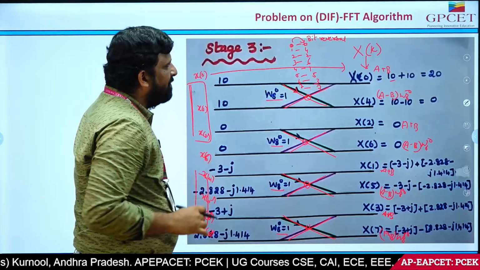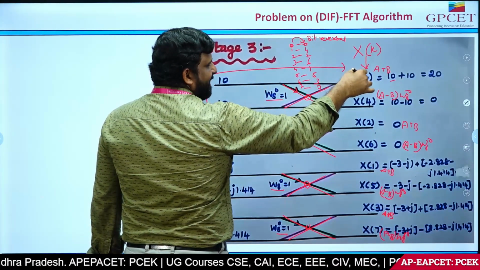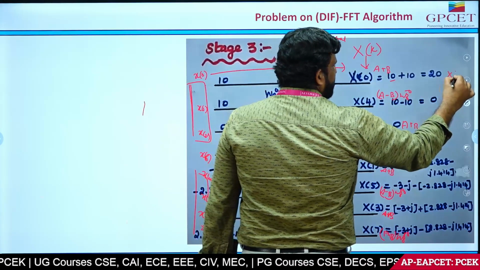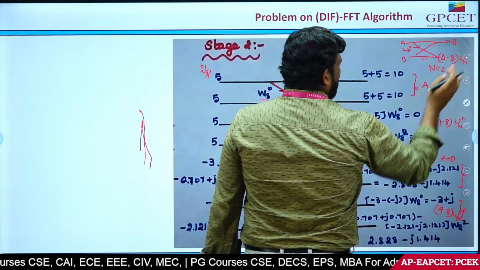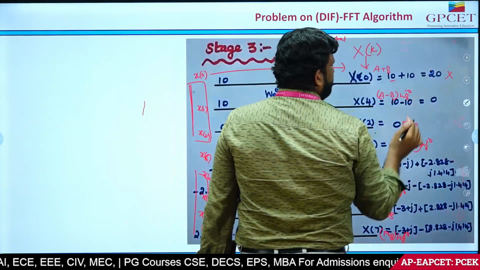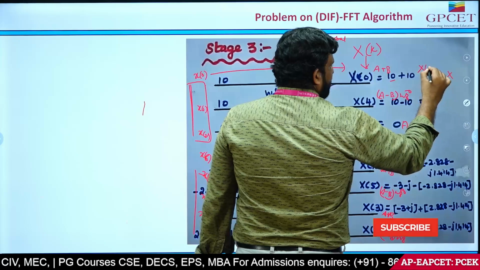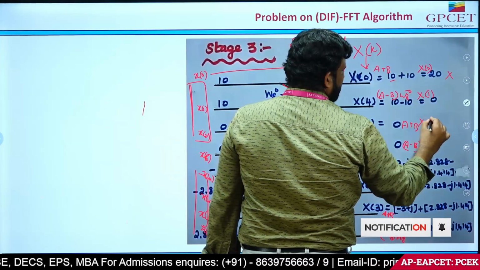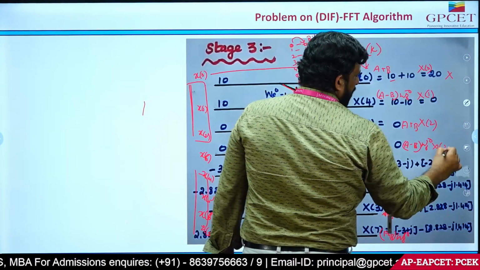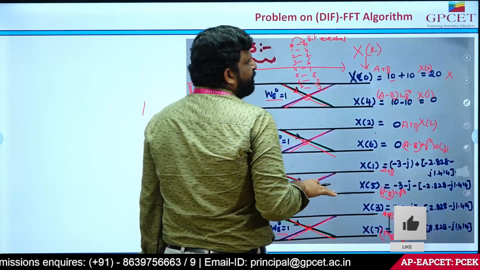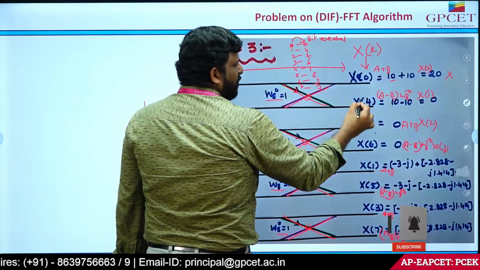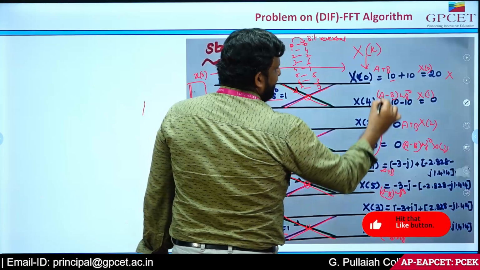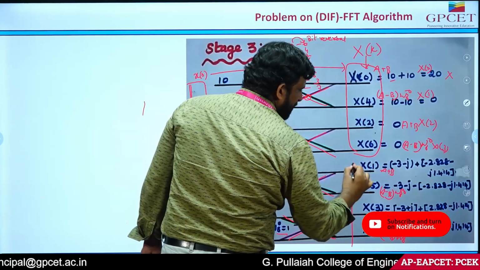Okay. Now, while indicating this particular thing, don't directly write it as X of 0, X of 1 and X of 2. If you are in a hurry, you will write it as X of 0, X of 1, X of 2, and so on. But it is wrong. The actual output is 0, 4, 2, 6, 1, 5, 3, 7. First the even part and next the odd part.